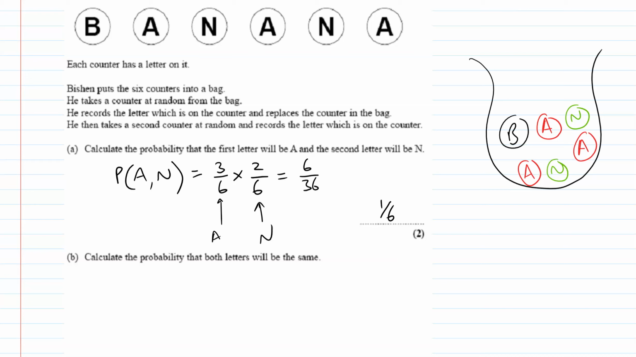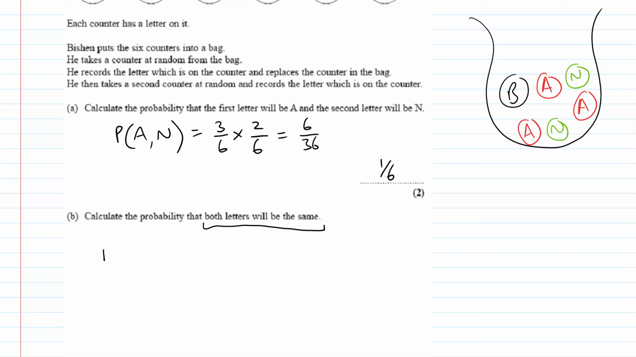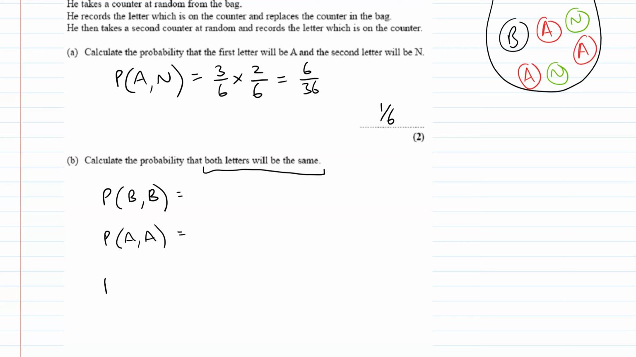Probability that both letters will be the same. So we've got to think about how this can happen. So how can I get both letters being the same? Well, either I could pull a B out, then a B out. That would be both letters the same. I can pull an A out, then an A out, both letters the same. Or I can pull an N out, then an N out, and both letters will be the same. There's no other way of it happening. That's the only way this can happen.